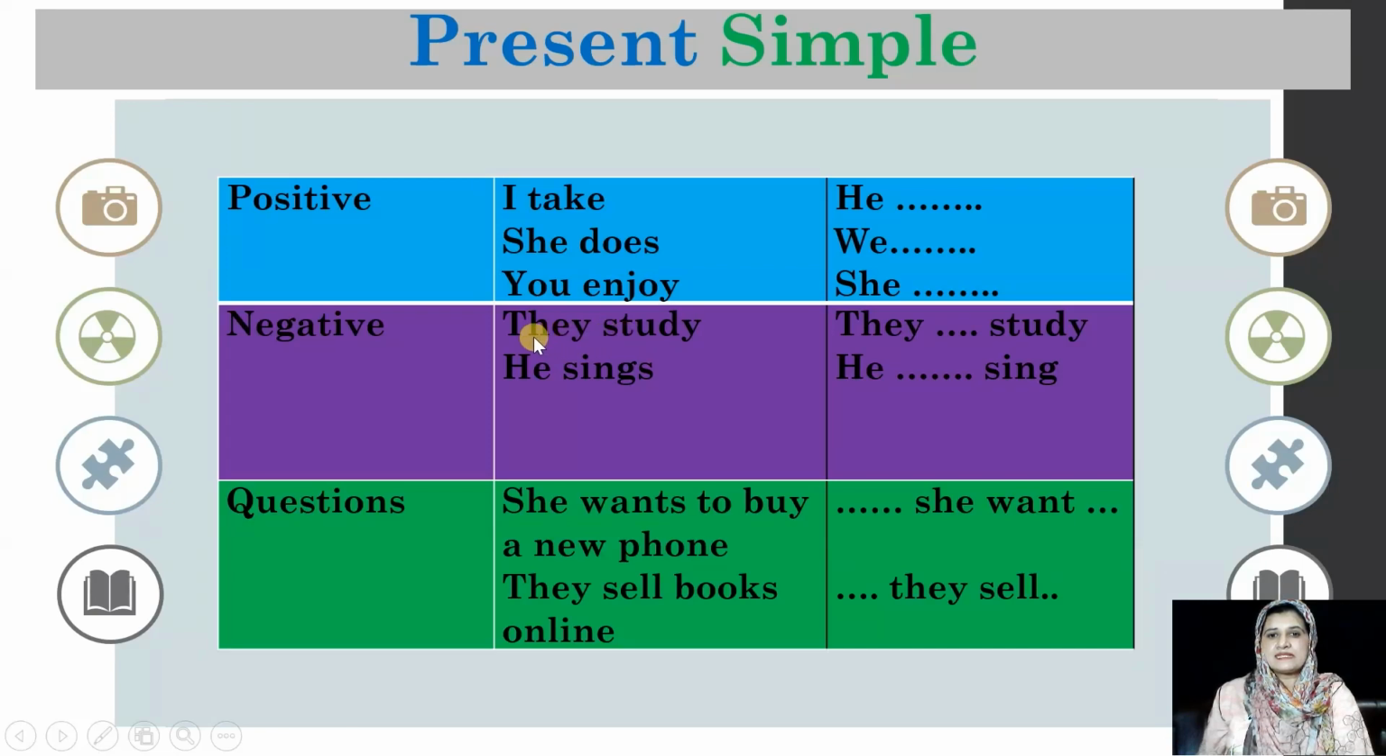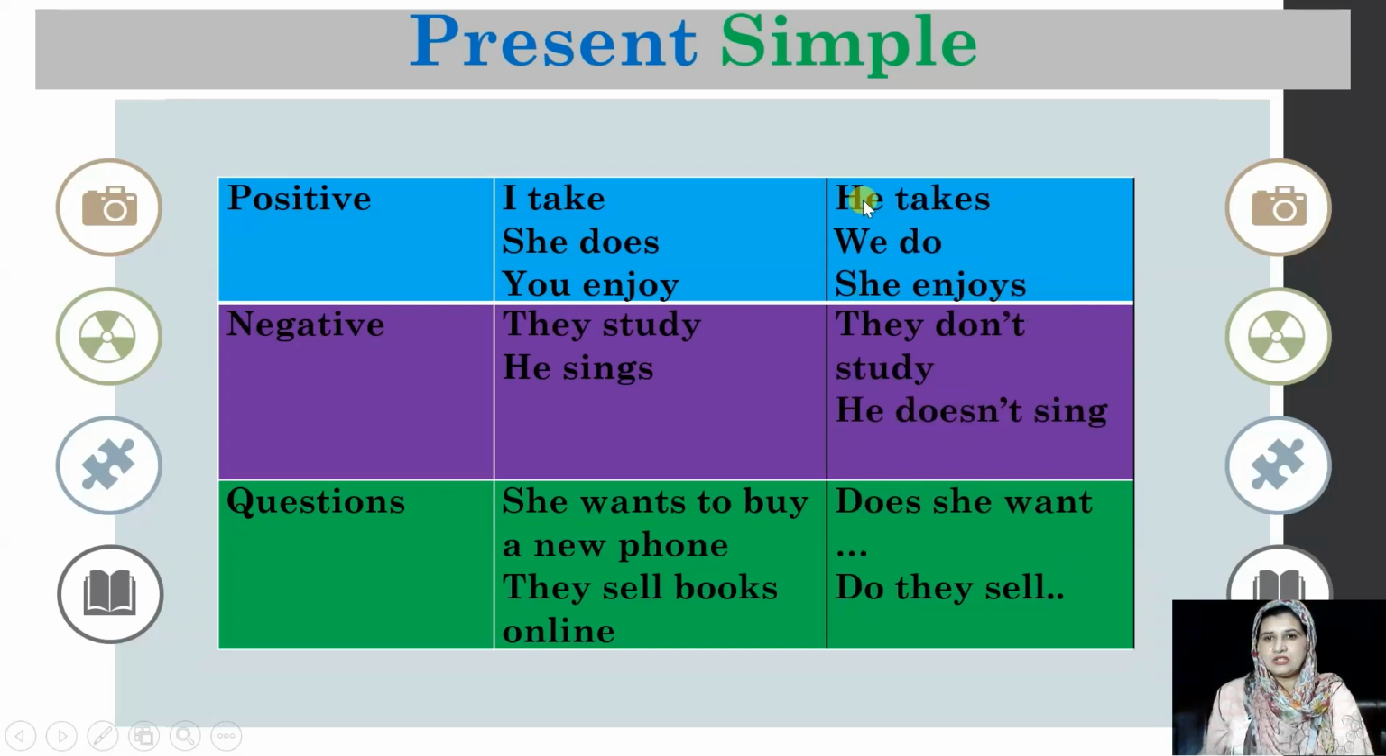Negative sentences. If our simple sentence is they study, how should we make it negative? They don't study. He sings. What should we add here? Think for a while. Yes, you are right. He doesn't sing. Next, some exercise related to question statements. She wants to buy a new phone. What should you add here in these blanks? Take some time. You can pause the video to add the missing words, and we'll say, does she want to buy a new phone? Question mark. Next, they sell books online. What should you say here? Yes. Do they sell books online? Question mark.